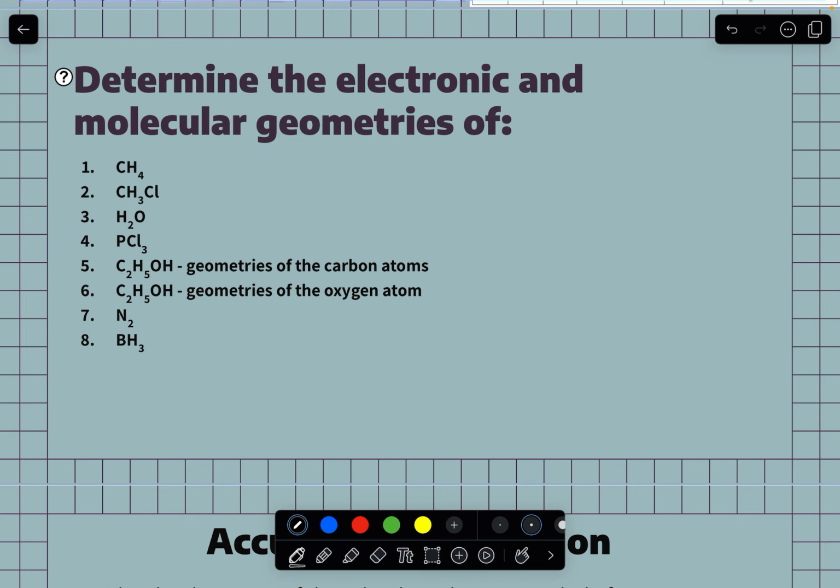number 5. Okay, so number 5, we've drawn this before. We have those 2 carbons with the 5 hydrogens and the O, the H. Okay, that was our Lewis dot structure. Okay, so for 5 and 6, we're going to do both of these actually. For 5, we're looking at the carbon atoms.